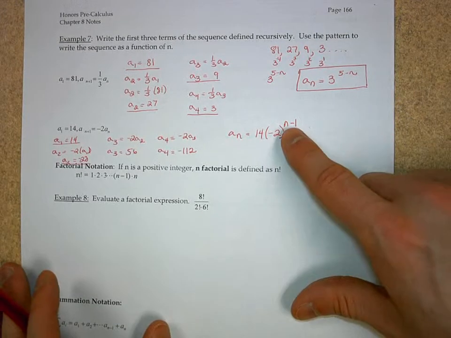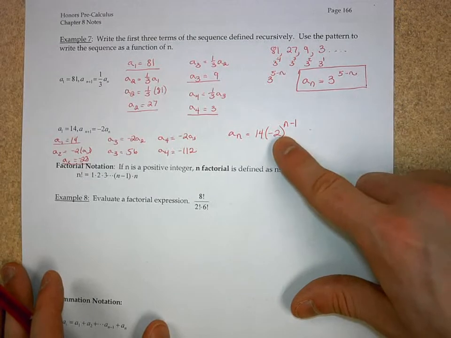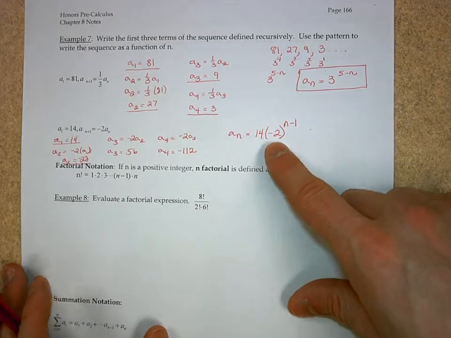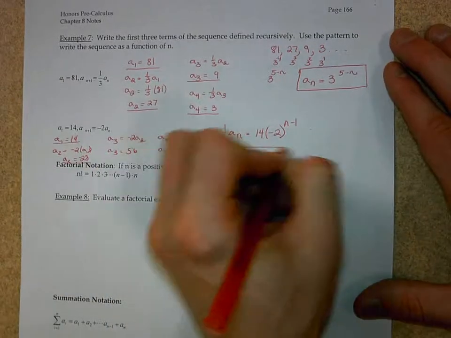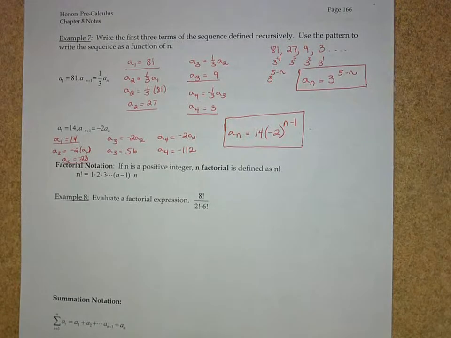If I plug in a 2, 2 minus 1 is 1. Negative 2 raised to the first power is negative 2. 14 times negative 2 is negative 28. And the same pattern will emerge when you go 3, 4, 5. So that will be our explicit formula given the recursive formula.